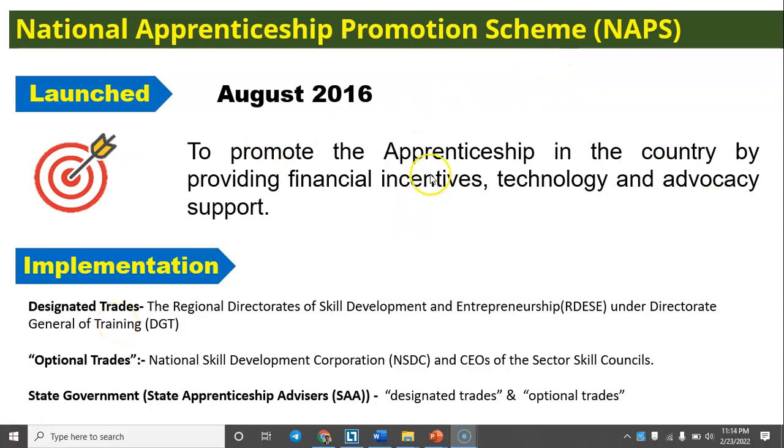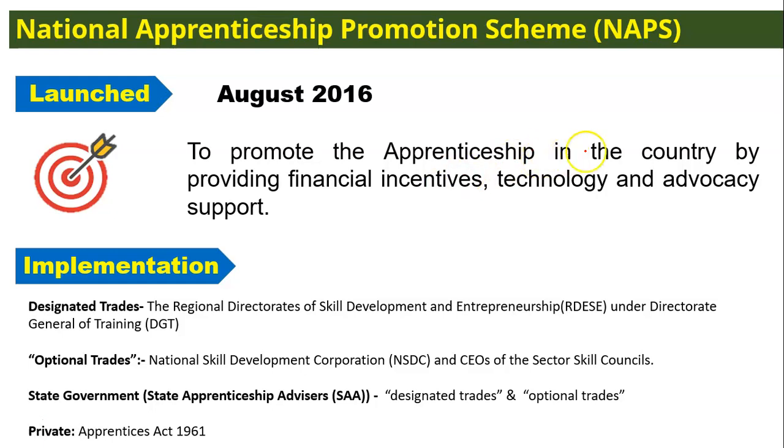The main aim of this scheme is to promote apprenticeship in the country by providing financial incentive, technology and advocacy support. This scheme was implemented in various forms. For example, if anyone wants to do apprenticeship in a designated trade, then this will be taken care of by the regional directorates of skill development and entrepreneurship under the Director General of Training.